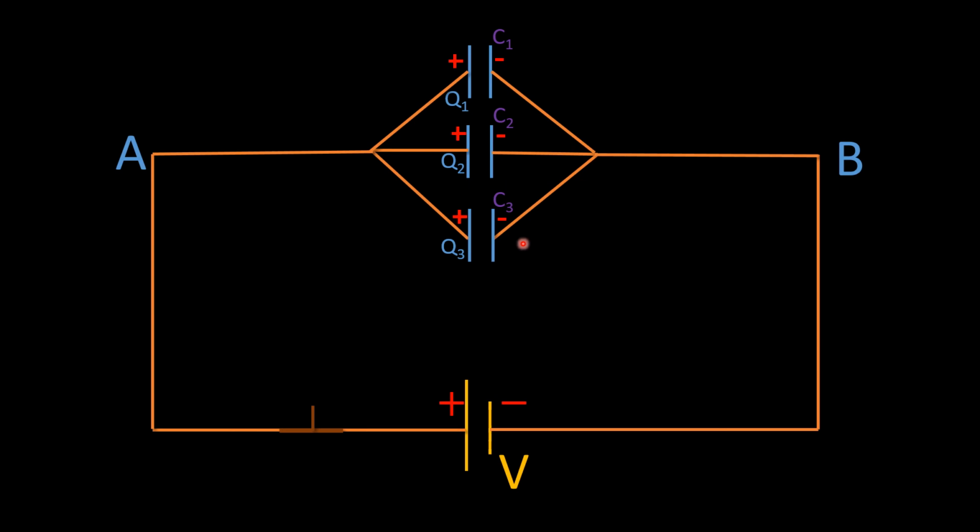But if you sum up Q1, Q2 and Q3, you will get the total charge supplied by the battery. So this is the basic difference between series combination and parallel combination. In case of parallel combination, the total charge supplied by the battery is divided between the capacitors. I cannot say Q1 is equal to Q2 is equal to Q3 unlike the previous case. But here I have V1 is equal to V2 is equal to V3 is equal to V. Potential across each one is the same as that of the battery.